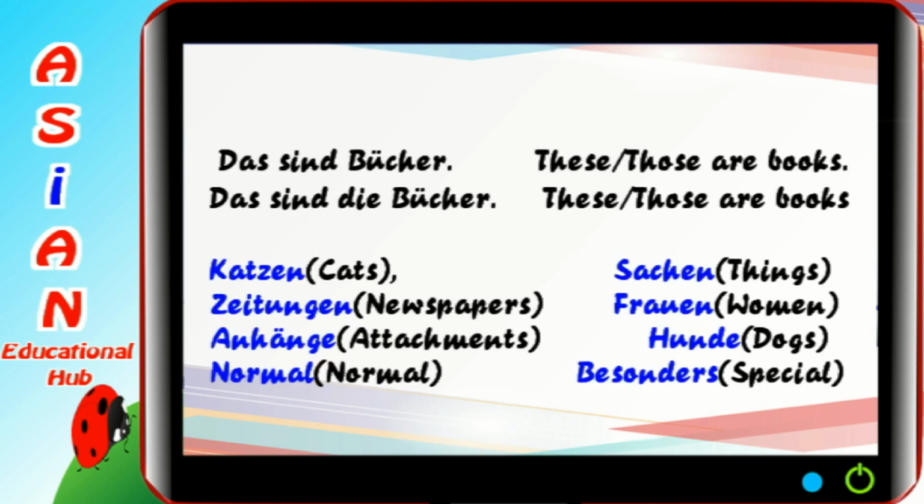Now in plural, das sind means these are or those are. Das sind Bücher. These or those are books. Here are some words: Katzen, cats. Sachen, things. Zeitungen, newspapers. Frauen, women. Anhänger, attachments. Hunde, dogs. Normal, and besonders, special.